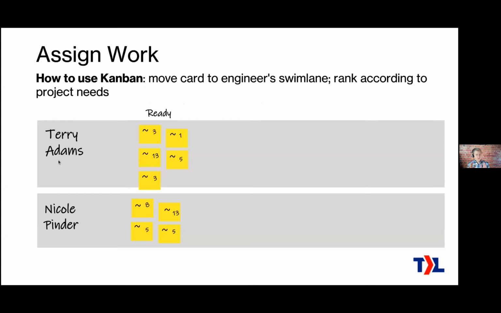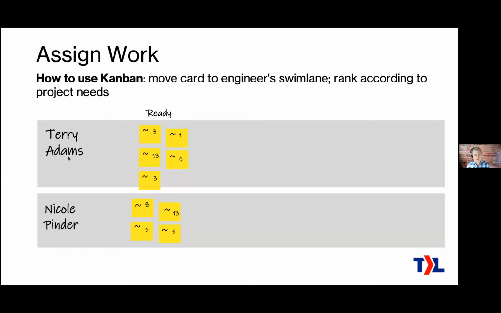Okay, so what are we doing with Kanban here? Now notice when we're using Kanban for this, we have the ready column, the same ready column that we had from the last stage, but the swim lane is different. We used to have swim lanes by project, but now we have swim lanes by the individual engineers.